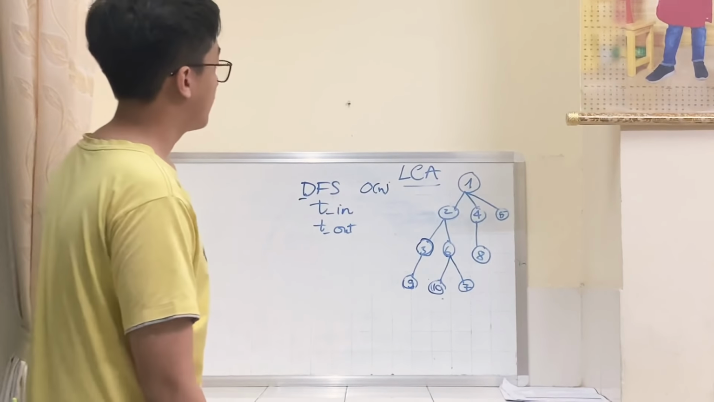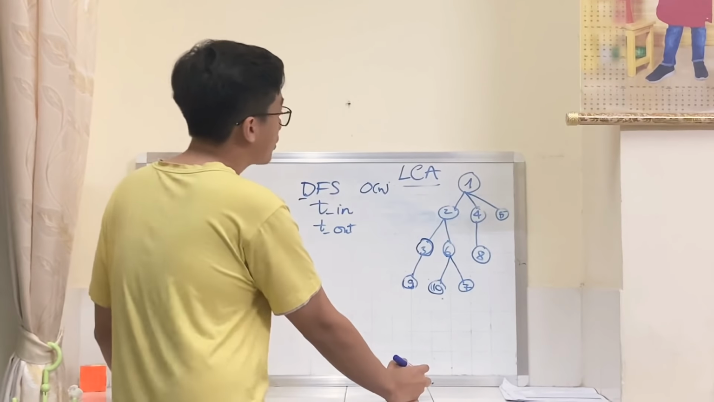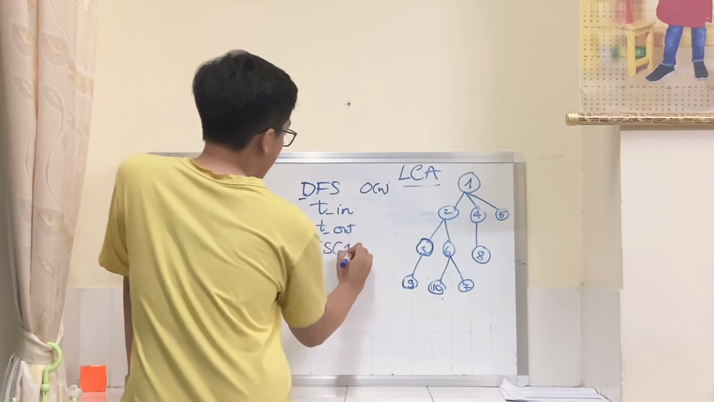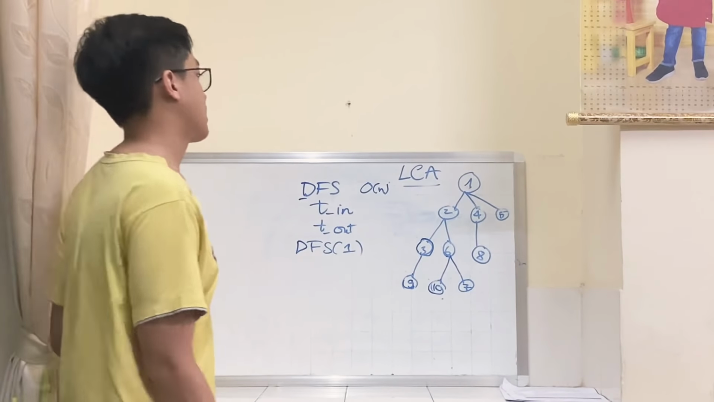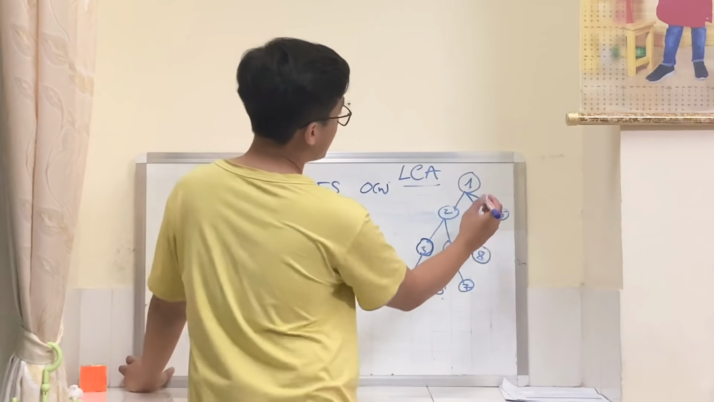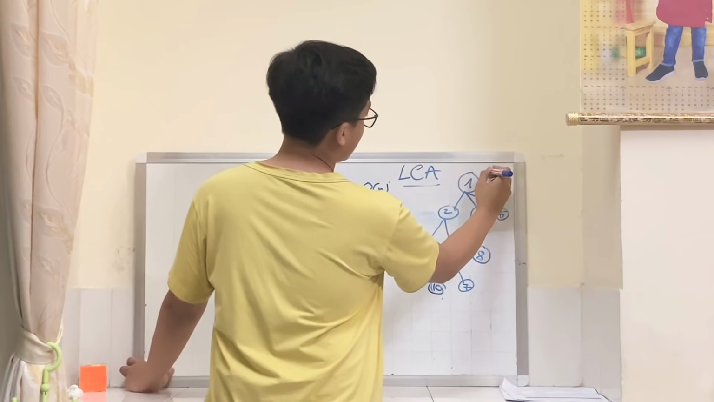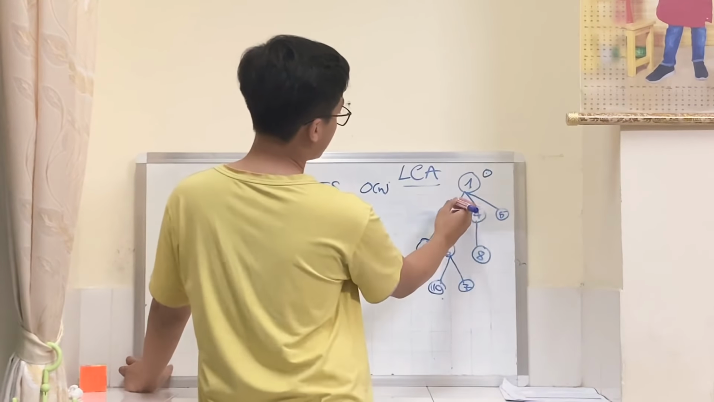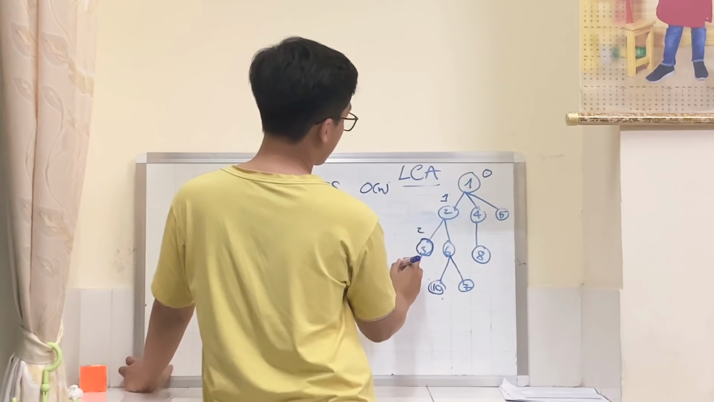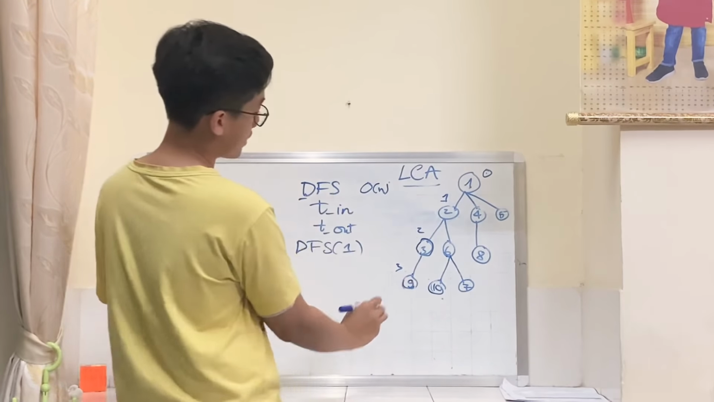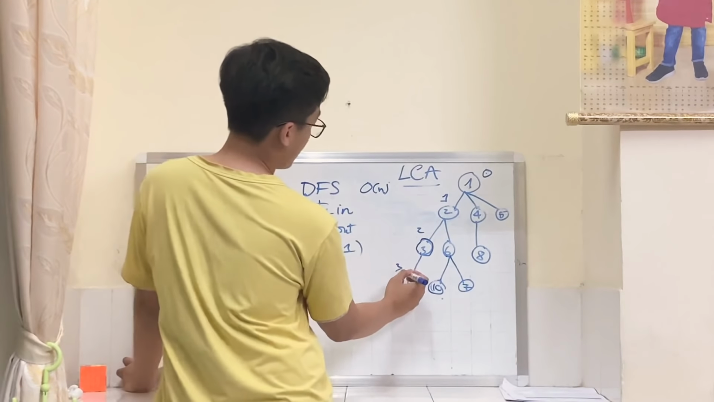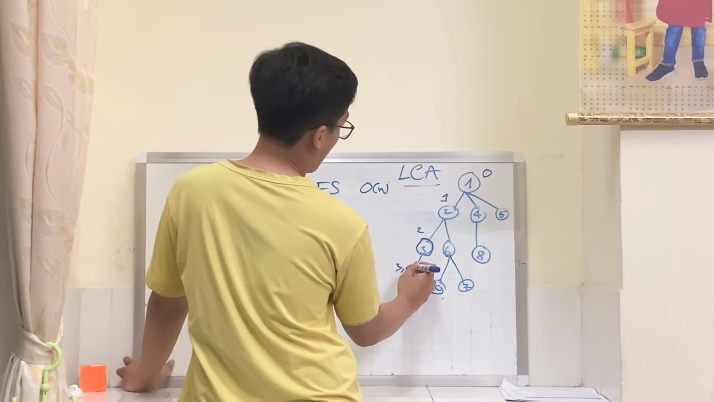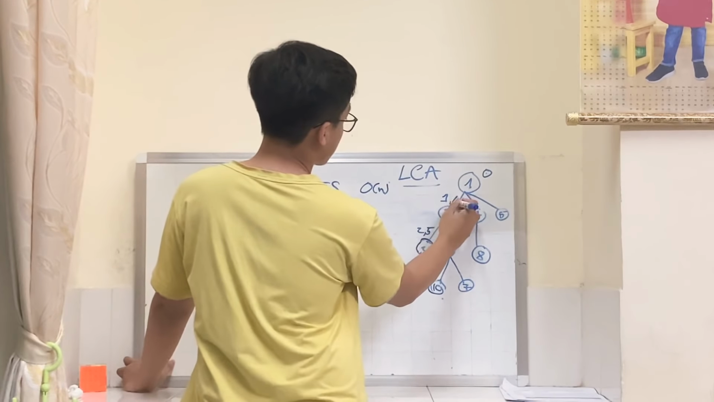For example, Tin of the DFS. First of all, I will call DFS1, which is a root DFS. So the time will start at 0. This is Tin and Tout. First of all, it's 0 for Tin, then 1, 2, 3. So it reaches the leaf node, so it will exit node 9, then 4, 5, 6.